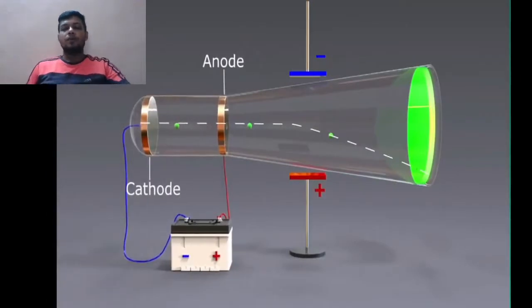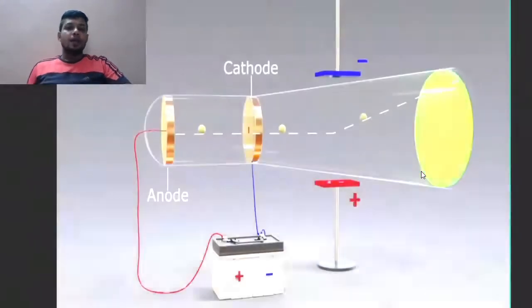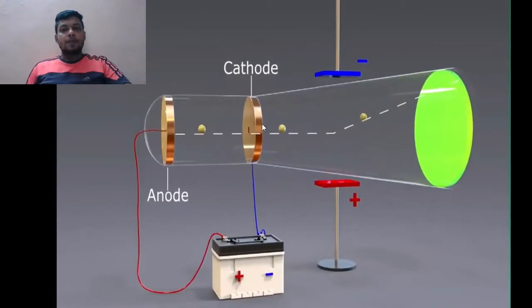Now we know that negatively charged particles are attracted towards the positive plate and repelled by the negative plate, so the direction will be towards the positive plate. Here you can see that the positively charged particles are attracted towards the negatively charged plate and repelled, going away from the positively charged plate.